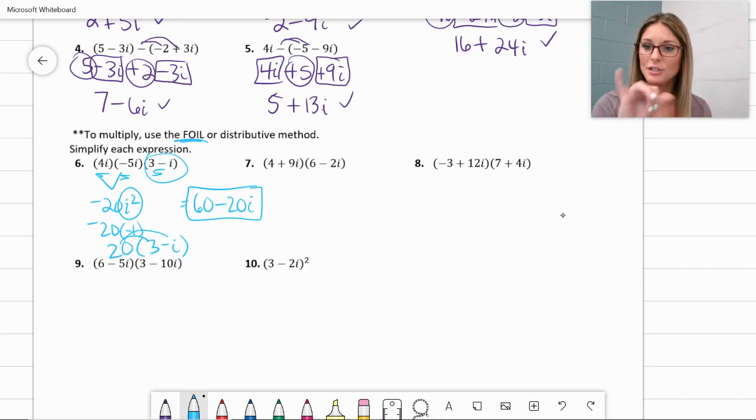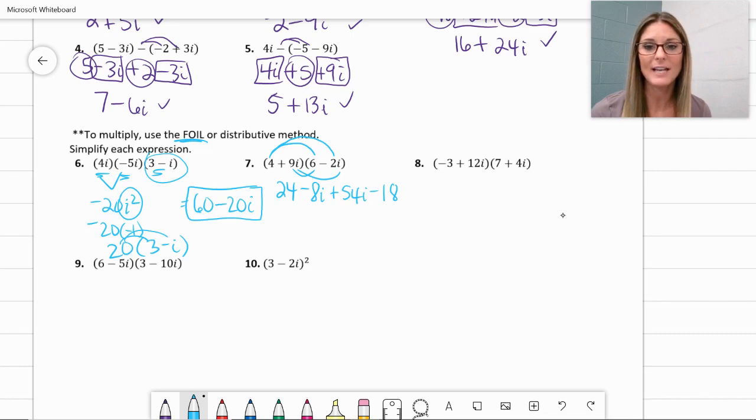Number 7, you've got 2 binomials, so you have to FOIL: first, outer, inner, last. I'm going to multiply my first terms together. 6 times 4 is 24. I'm going to multiply my outside terms. 4 times negative 2i is negative 8i. Inner, 9i times 6 is going to give me 54i. And last is going to give me negative 18i squared.